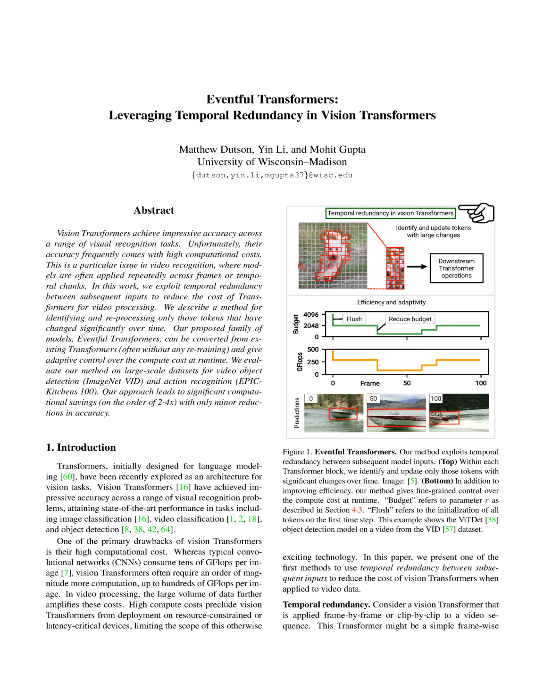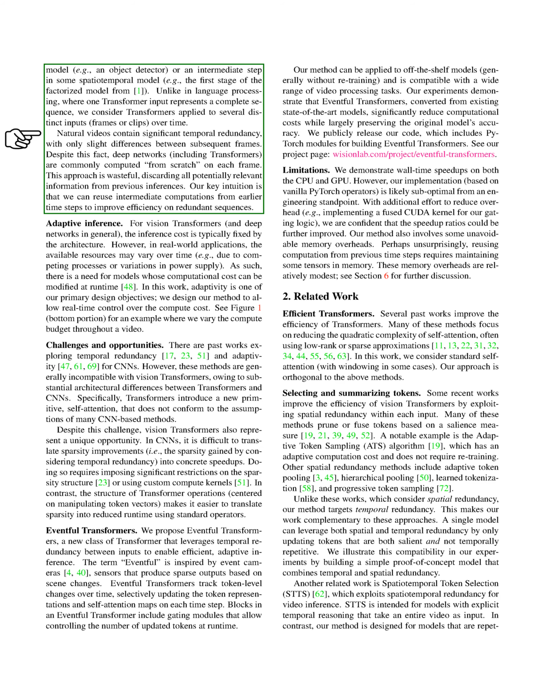In this paper, we introduce a method that leverages the temporal redundancy between subsequent inputs to reduce the computational cost of vision transformers when applied to video data. Temporal redundancy refers to the fact that natural videos often contain significant similarities between subsequent frames. Despite this, deep networks, including transformers, are usually computed from scratch for each frame, discarding potentially useful information from previous computations. We propose that by reusing these intermediate computations, we can improve efficiency on redundant sequences.